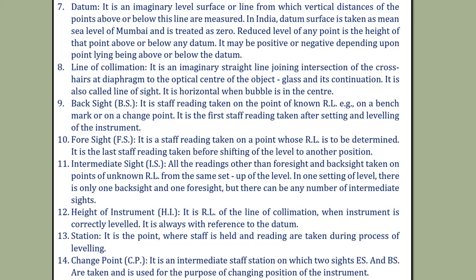Height of instrument: this is a method of calculating RL. It is the RL of the line of collimation when the instrument is correctly leveled. It is always with reference to the datum line. The station is the point where the staff is held and the readings are taken during the process of leveling. Change point is an intermediate point where backsight and foresight readings are both taken on the same point, that is called a change point.